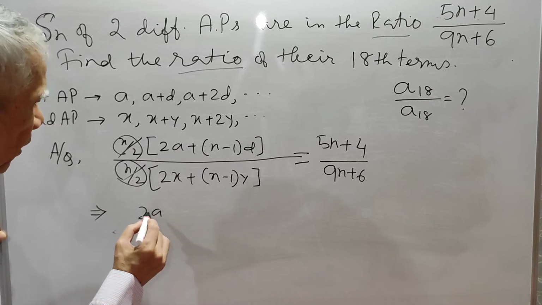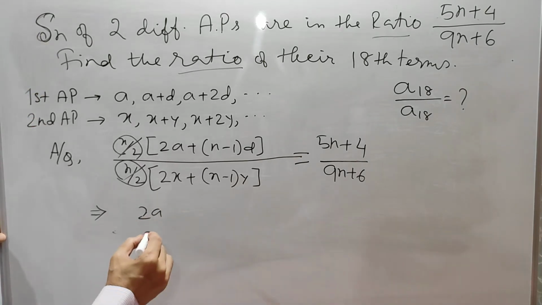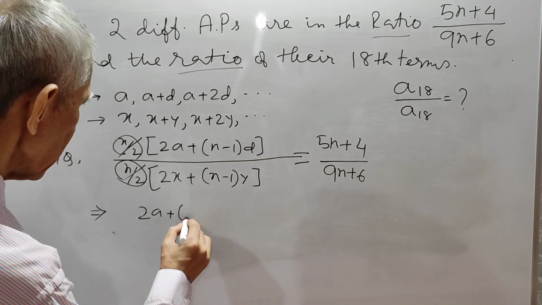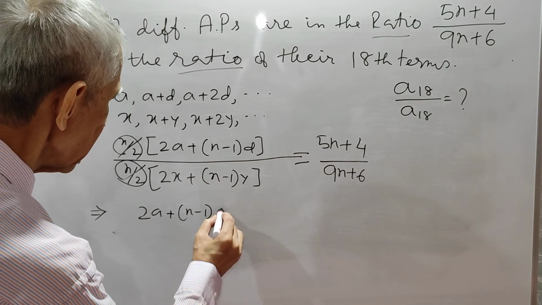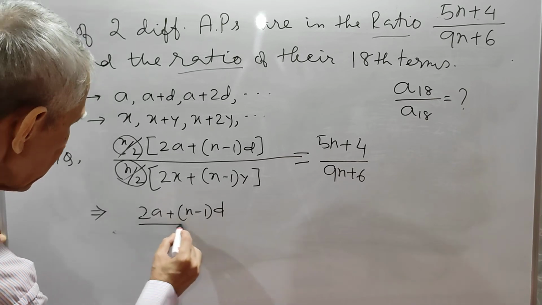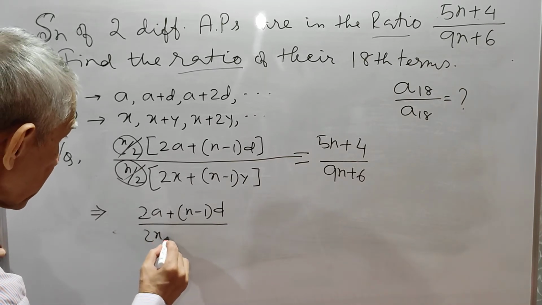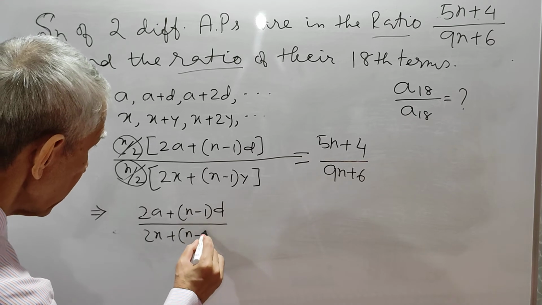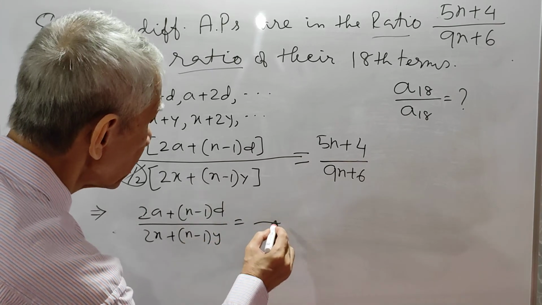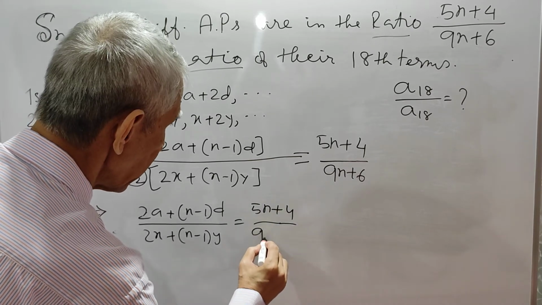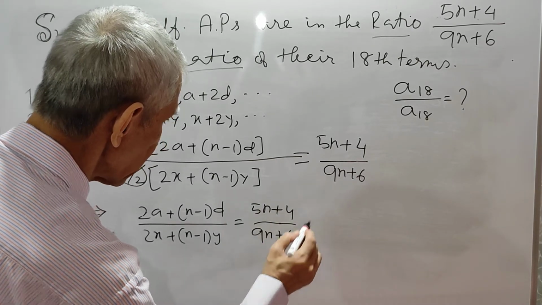Twice A plus n minus 1 D, and this, twice X plus n minus 1 Y. So that is equal to 5n plus 4 by 9n plus 6. Okay.